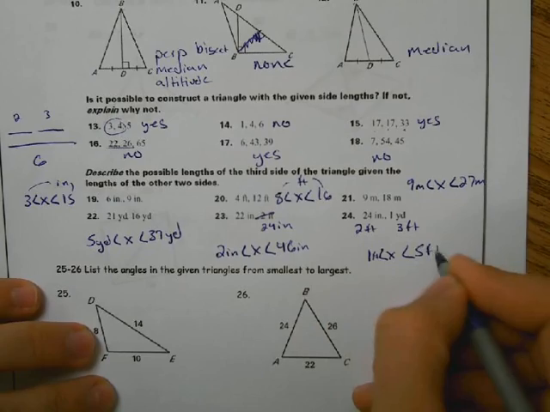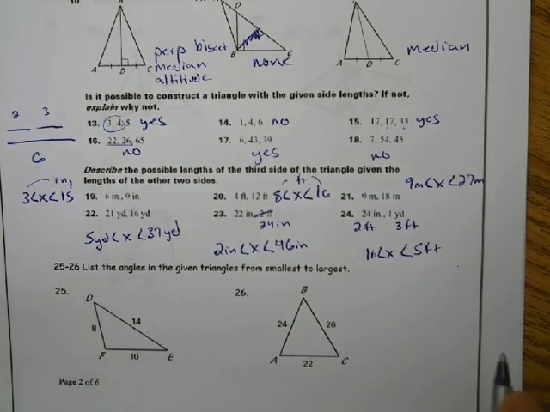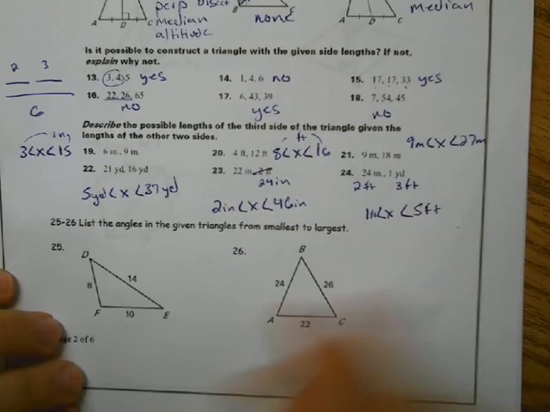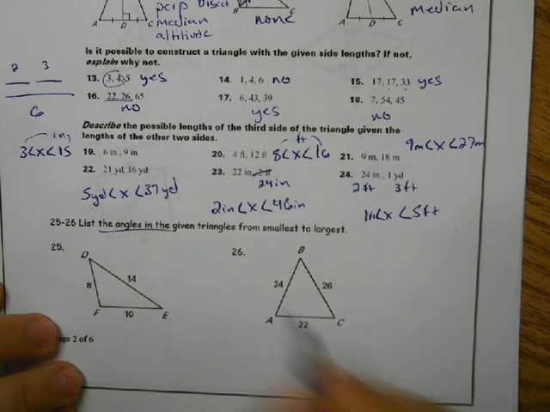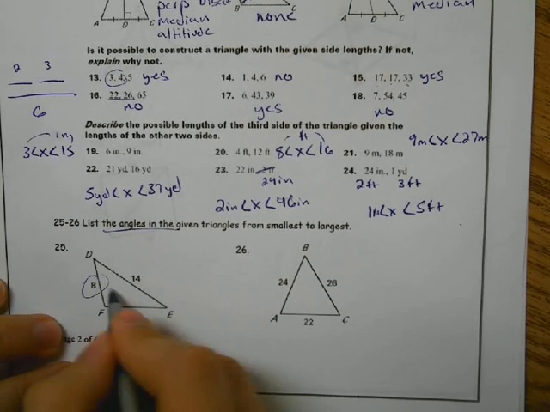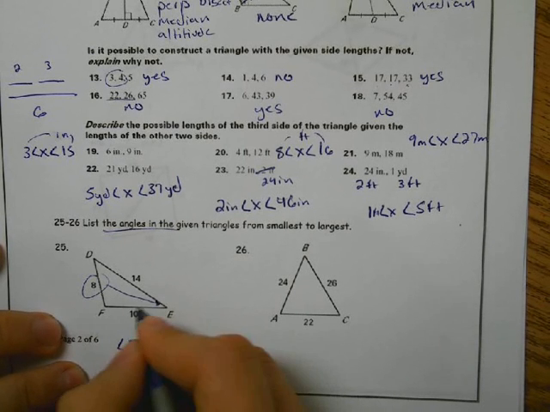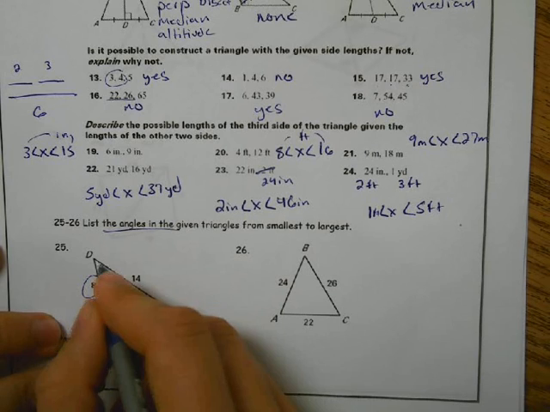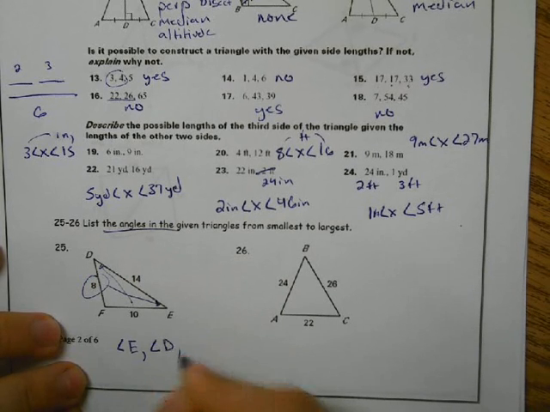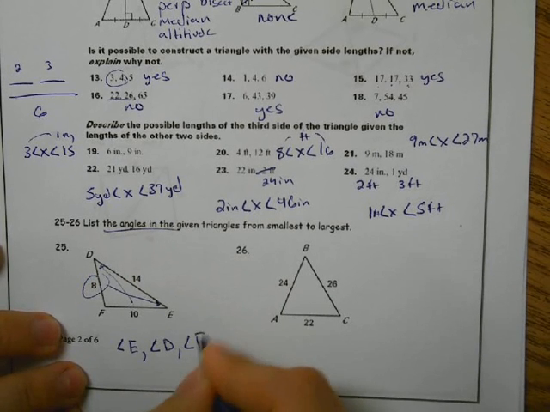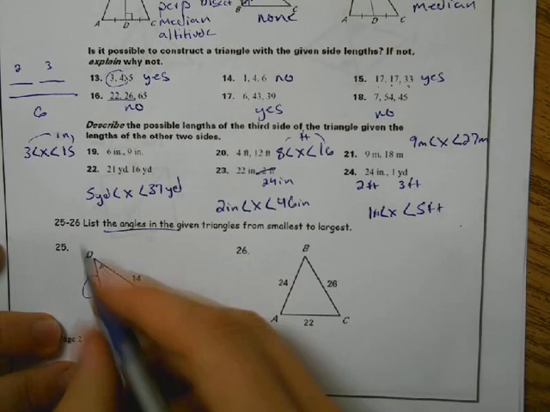All right. Largest to smallest sides. Largest to smallest angle. The smaller the side is, the smaller the angle across from it will be. So angle E is the smallest. Angle D is the next smallest. And then angle F is going to be my largest angle. And you're just looking for the side. You go across, you find that angle.